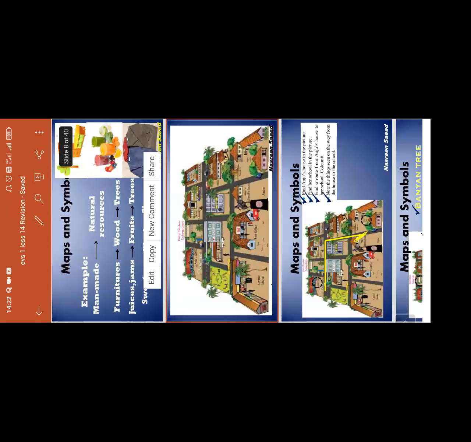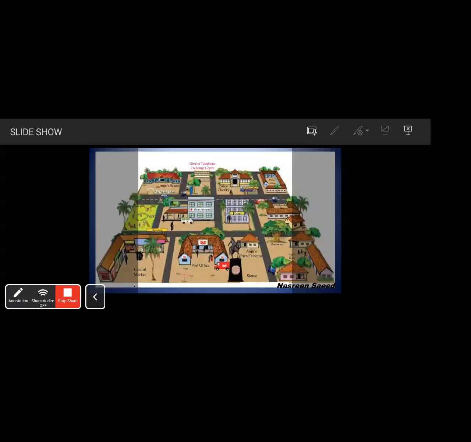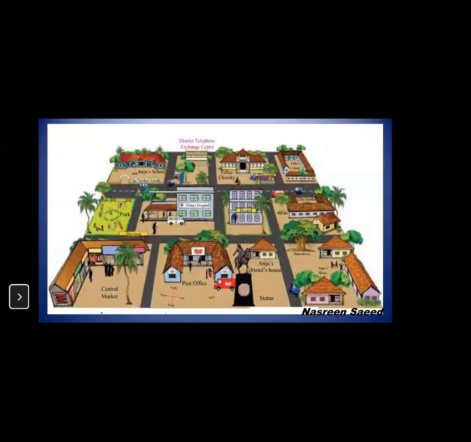Lesson number 14, natural and man-made. We will move ahead from there, starting from textbook page number 87. Can you tell this is given on page number 87? This picture is also given on page number 87. If it is not properly visible to you, you can use your textbook page number 87.